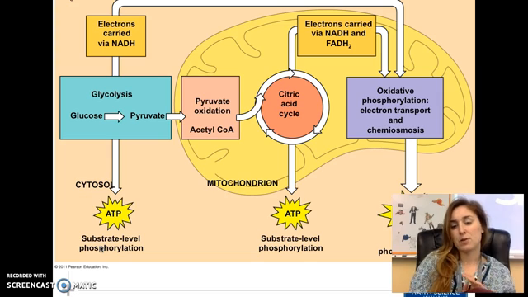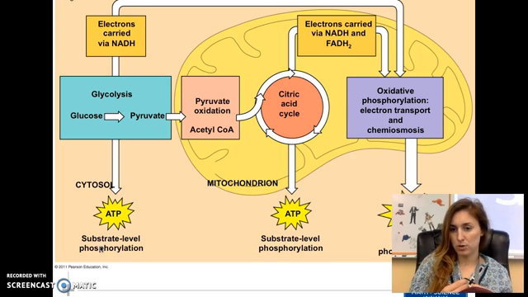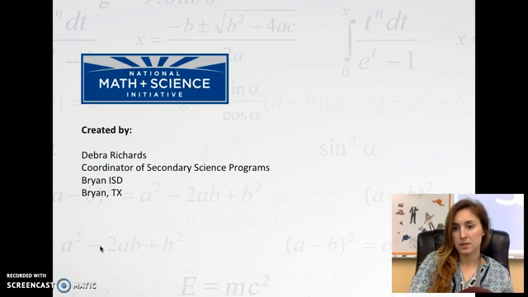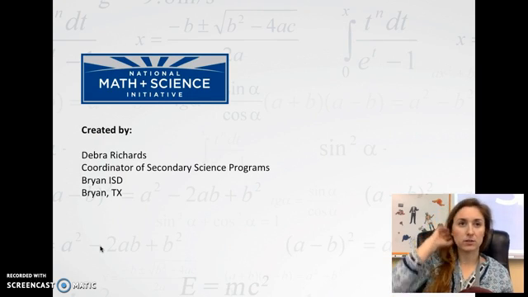Again, if we look at the steps, right now we've only made 4 ATPs total, and a couple other energy sources as well. But from glycolysis and the citric acid cycle, or the Krebs cycle, we've only made 4 ATP total. So the final step is actually where we make the most ATP. We're going to go over the final one, and that'll be done for Wednesday.